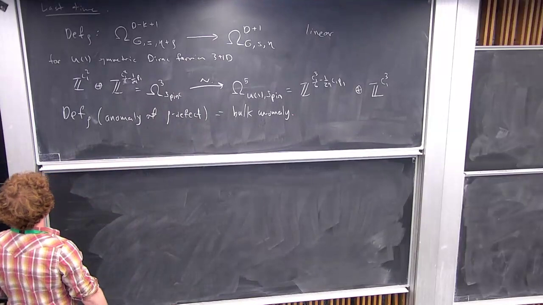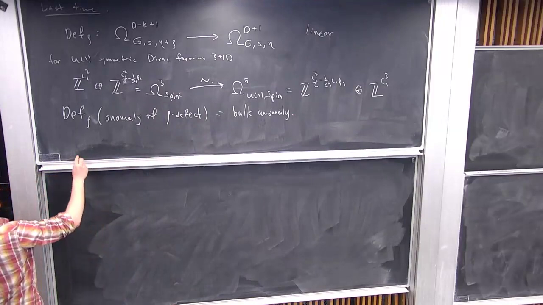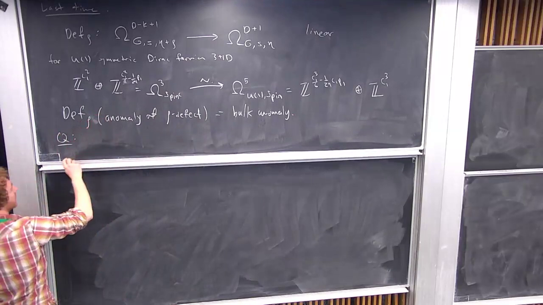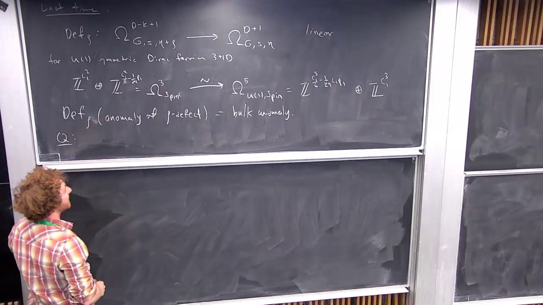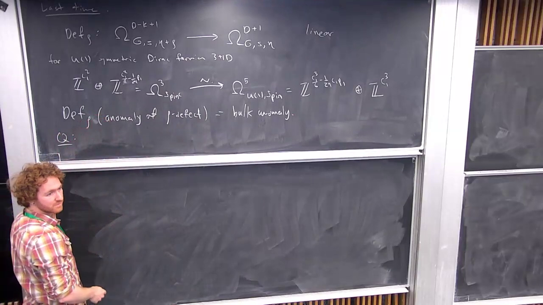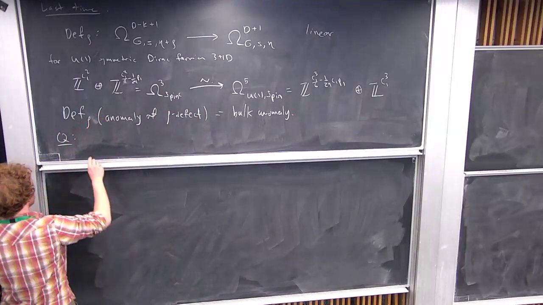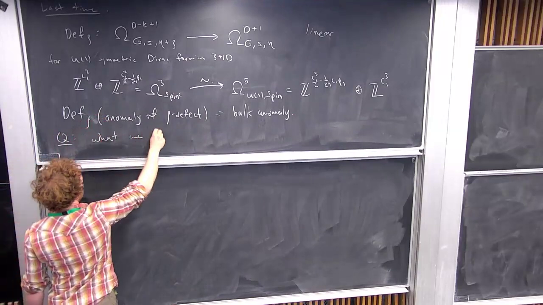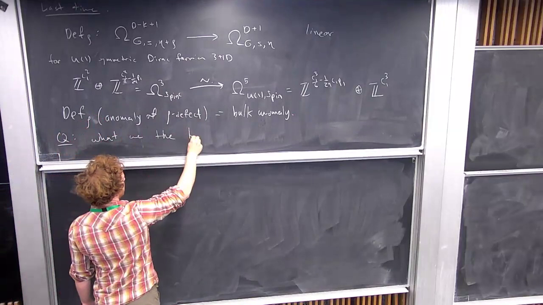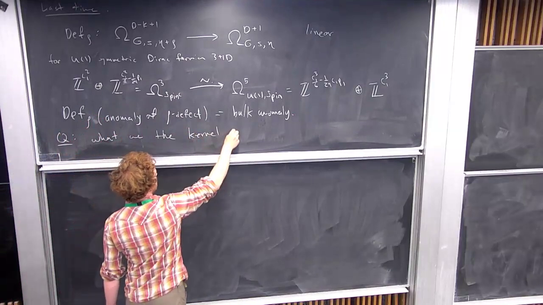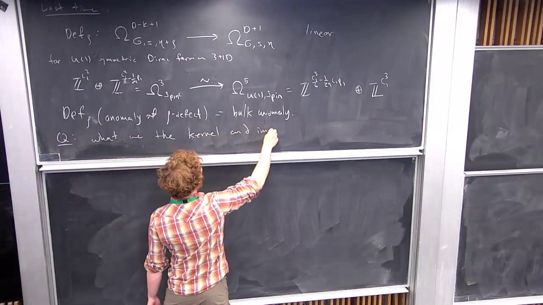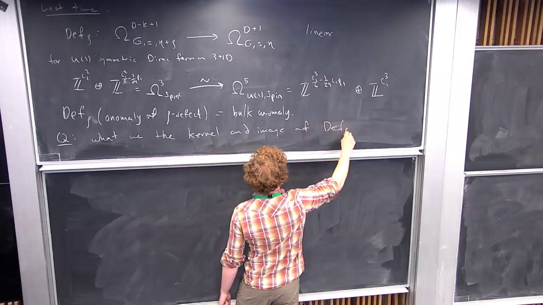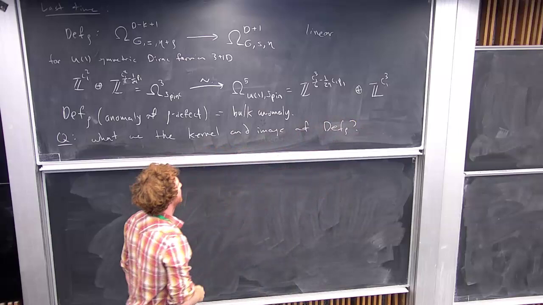So now what we want to do is understand. In this case, it's an isomorphism, but more generally, we might ask, is this always an isomorphism? Well, the answer to that is going to be no. So the question I'll instead ask is, what are the kernel and image of this map? Now, this is a very physical question.